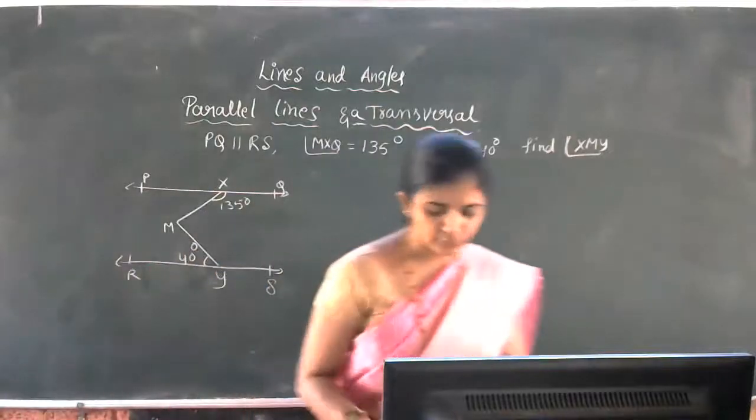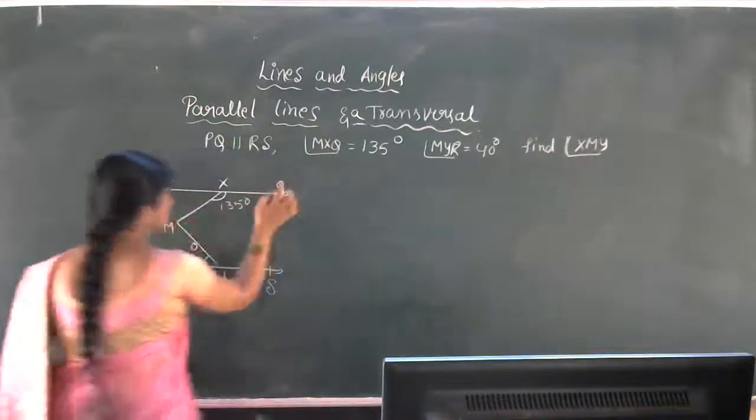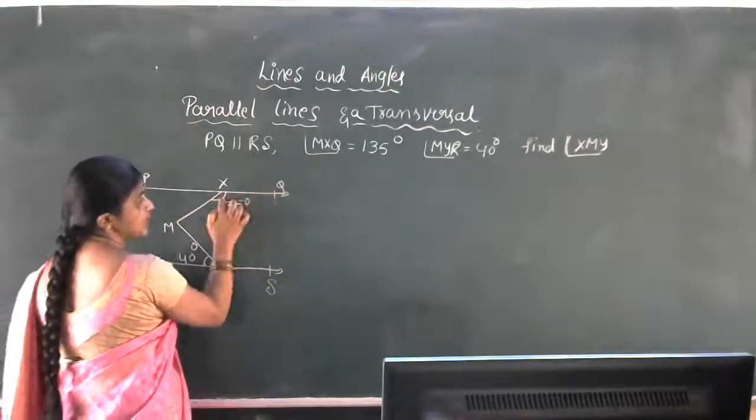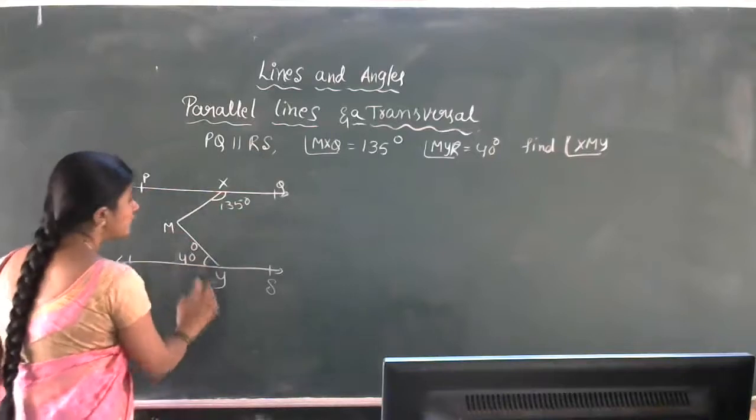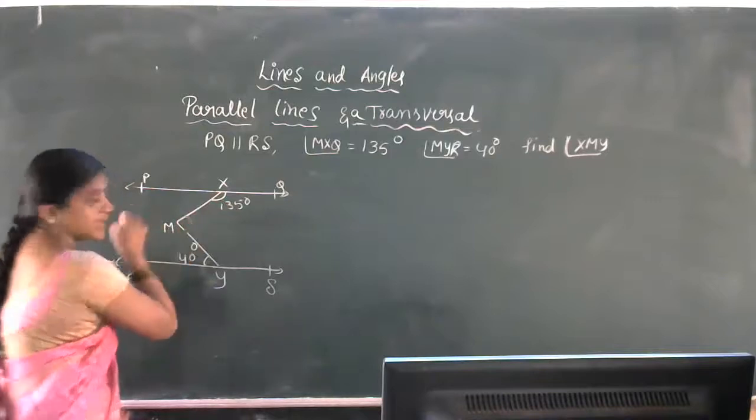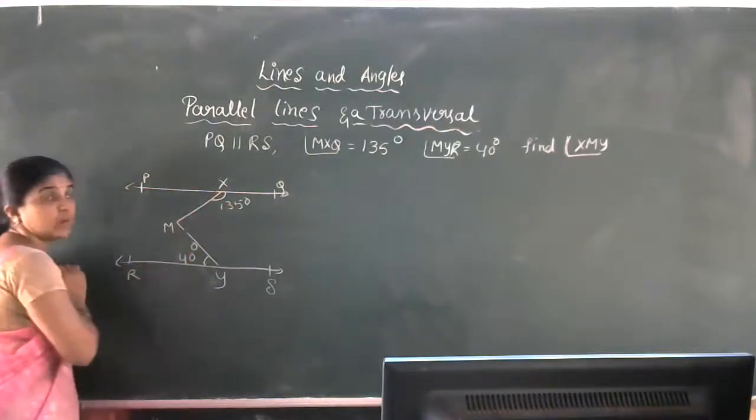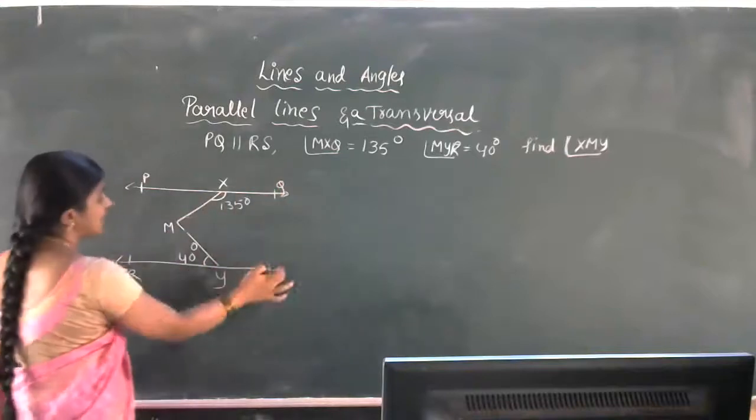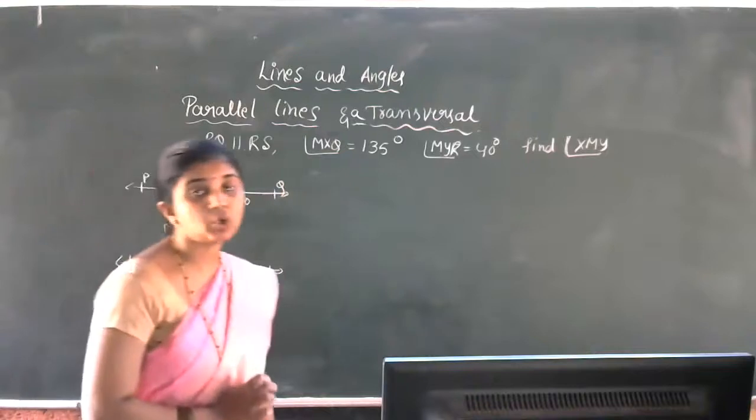So what we have to find here: actually two angle measurements are given. MXQ, this is 135 degrees. MYR, this is 40 degrees. Find XMY, this angle is unknown. See here, just observe the diagram. This angle we have to work out. What is given? PQ line is parallel to RS line.